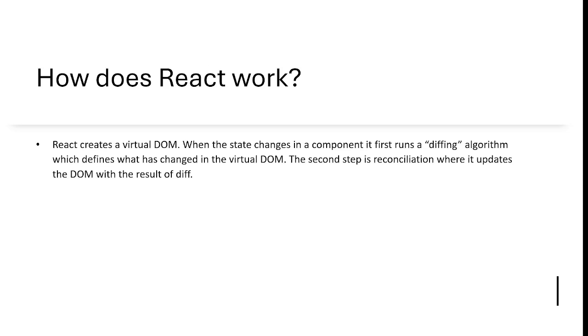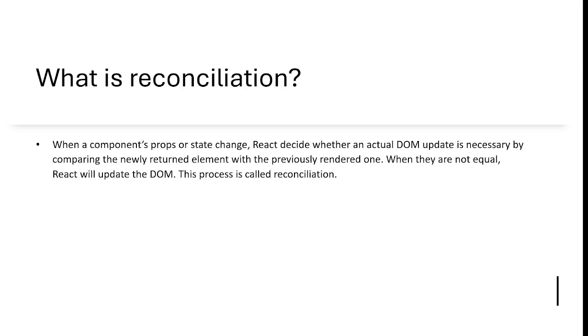When the state changes in a component, it first runs a diffing algorithm, which defines what has changed in the virtual DOM. And the second step is called reconciliation, where it updates the DOM with the result of diff. And what is reconciliation? When a component's props or state change, React decides whether an actual DOM update is necessary by comparing the newly returned element with the previously rendered one. When they are not equal, React will update the DOM, and this process is called reconciliation.